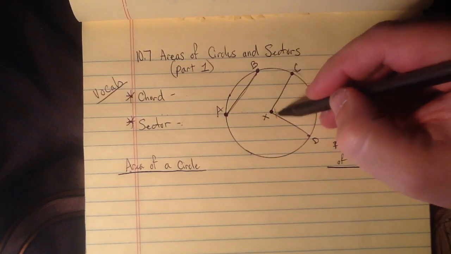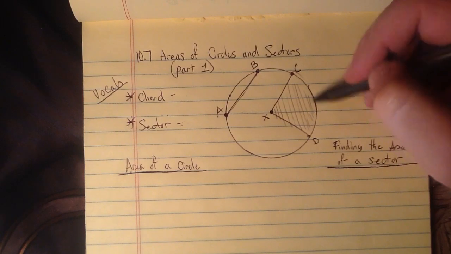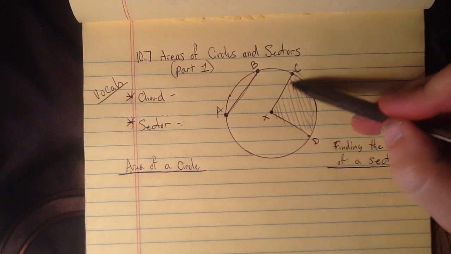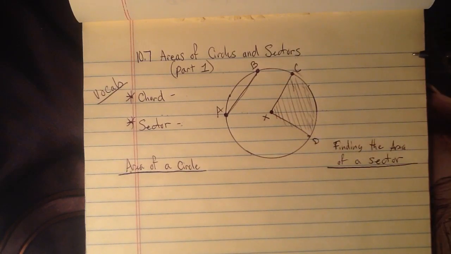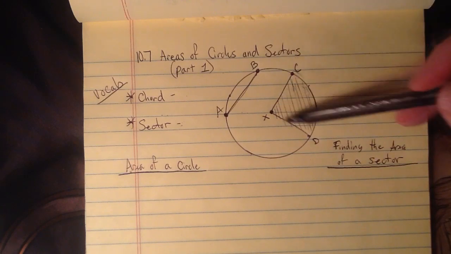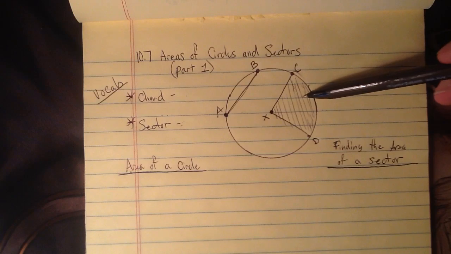So this right here, the whole thing, this whole area, is called a sector. And that's what we're going to be finding the area of, everything in the shaded region. This is called a sector of a circle, the whole thing, like a slice of pizza, basically. And so we're going to be finding this area.